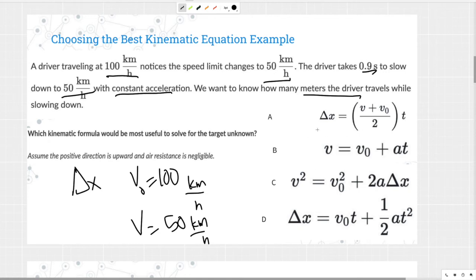So that is not needed. We do not know the acceleration, so delta x we have here, v naught we have. Delta x is actually what we need to find, so that's good. V we have, v naught we have, and time we also have as 0.9 seconds. So the answer is A.